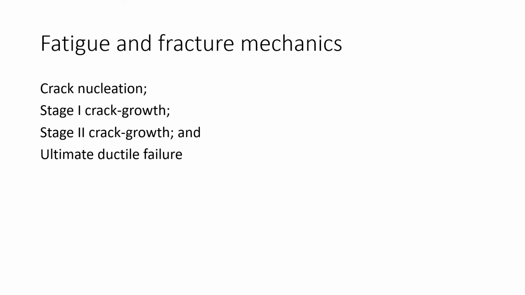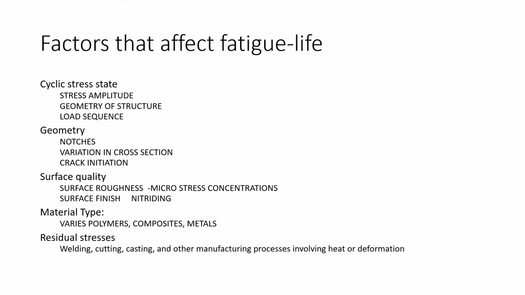The way materials fail is usually by crack nucleation. The first thing that happens is a small defect initiates the crack growth, and that crack propagates through the material until there's an ultimate ductile failure. There are many factors that affect the fatigue life of a material, and that's the load on them, the geometry of the structure, the rate of loading. Consider the surface finish of materials and the material type, and then also the way it's manufactured.